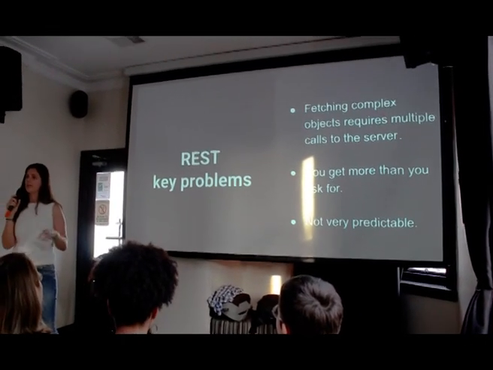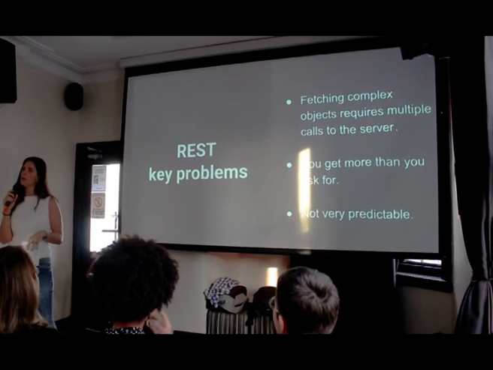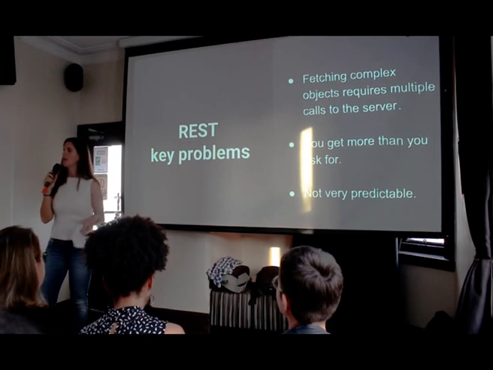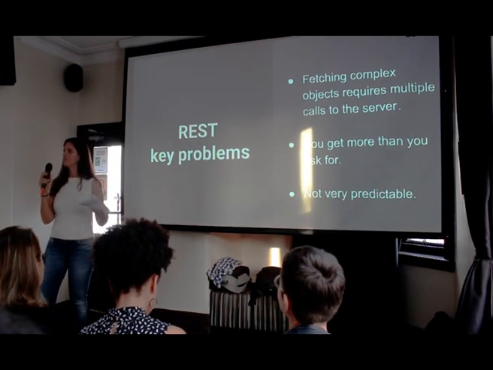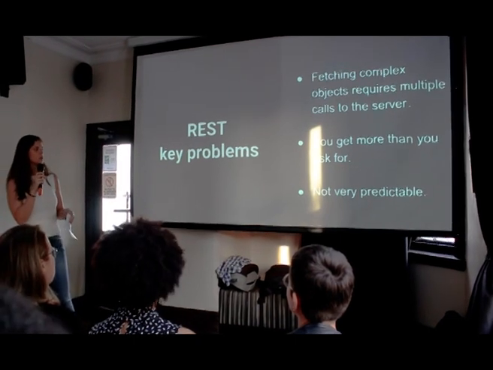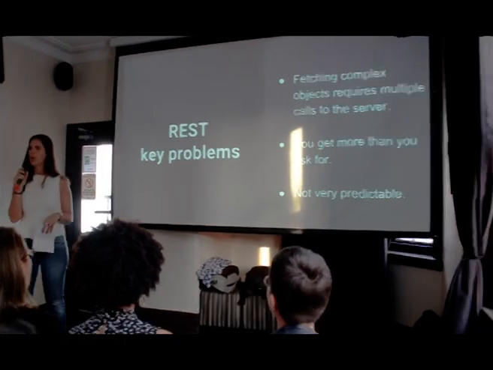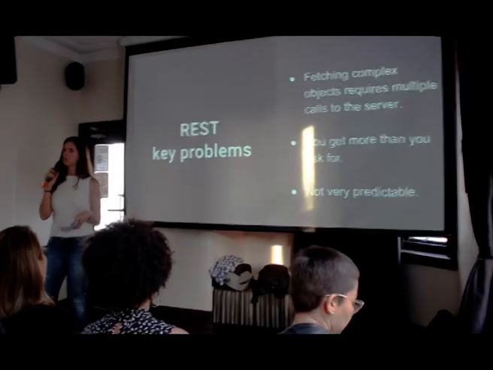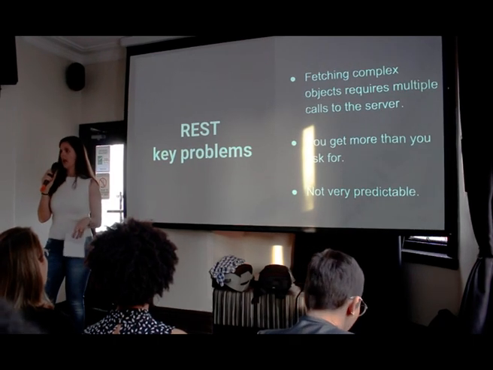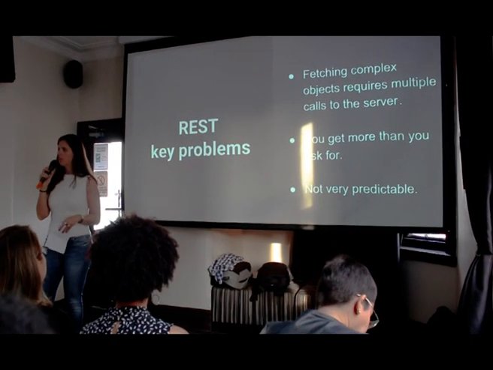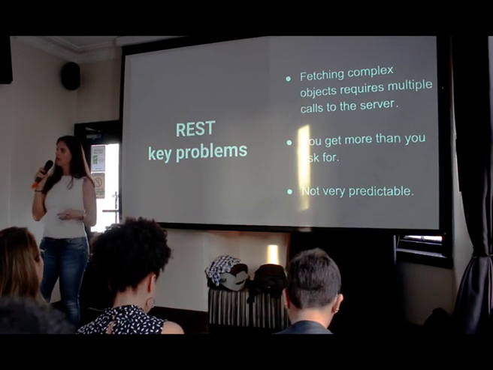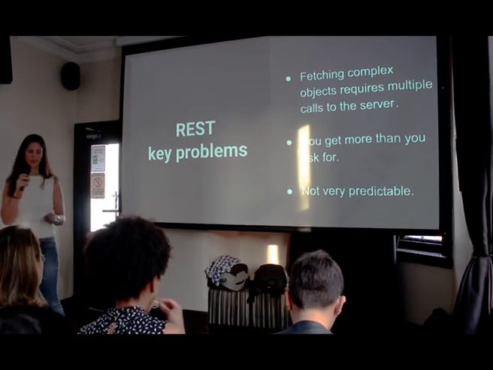With the REST API, they decide what the structure of the object is going to be in the response. So sometimes you get more than you ask for, so you have much more information than you actually need. And another key problem was that it was really hard to understand and get the information coming back from the server. It wasn't very predictable, and it was hard to understand what the REST API was giving you back.